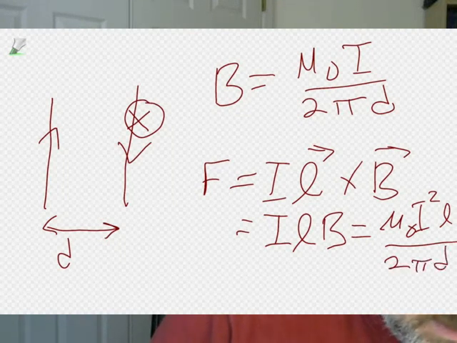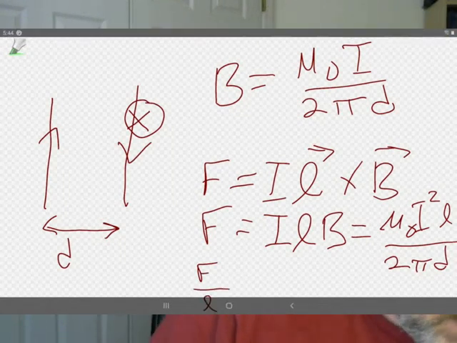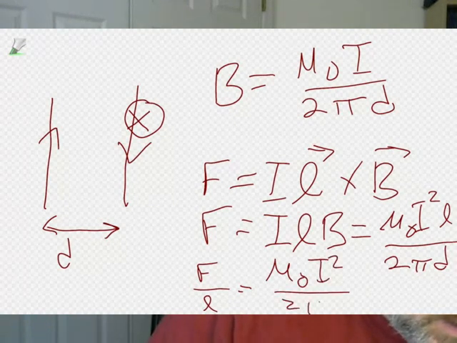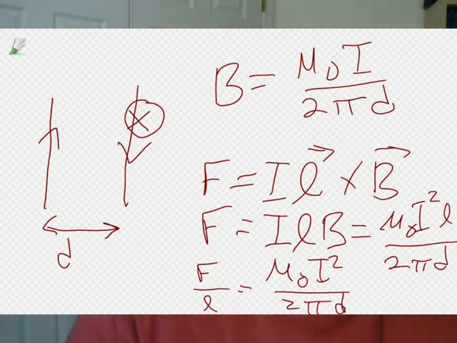That is the magnitude of the force on the length L of the right wire. Of course, what I asked was force per unit length. Well, that's just the force divided by the length, which is mu naught I squared over 2 pi D. So that's how you can actually work out the magnetic force on these two wires that are next to each other.